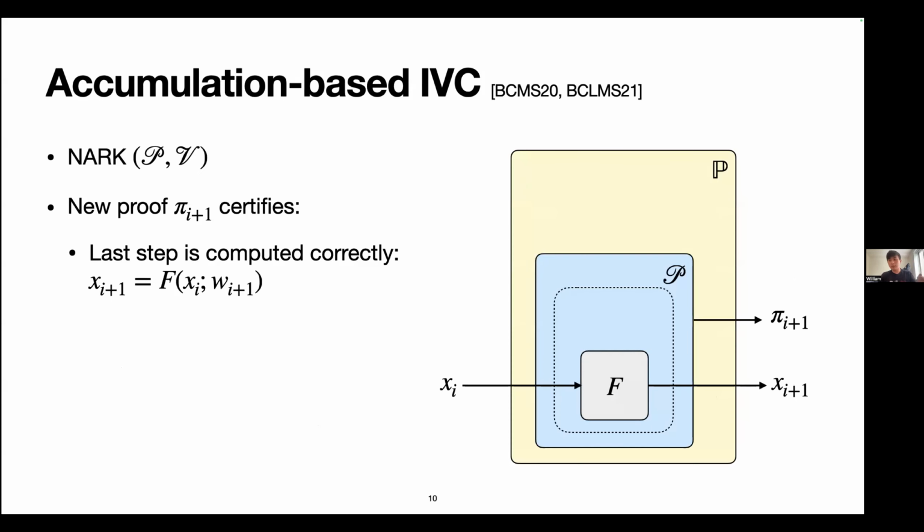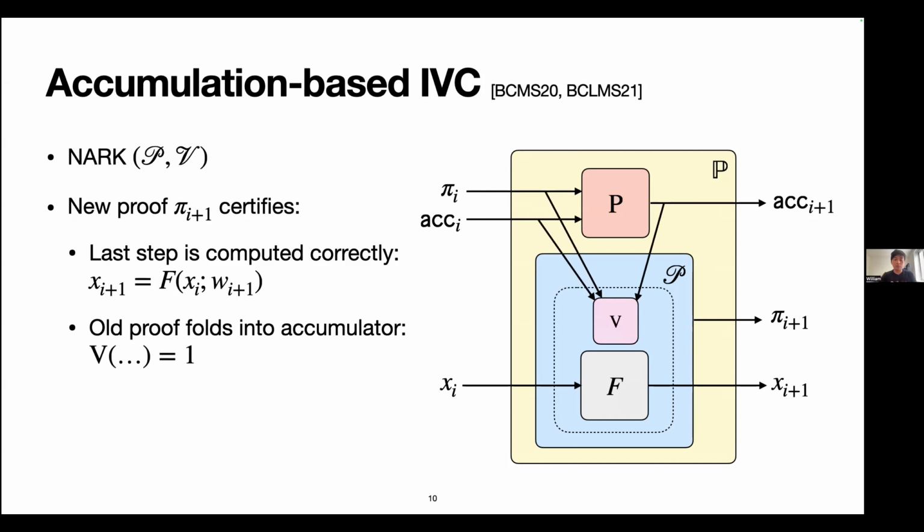Okay, we do the same thing as before. You compute one step of the function and you prove that this step was computed correctly. And in addition, you're going to fold in the previous steps, proof and accumulator, into a new accumulator, Acc_{i+1}. Okay, and finally, you also need to prove that you did the folding correctly.